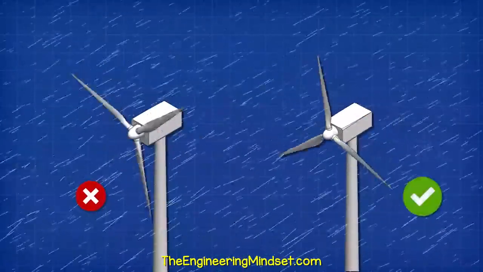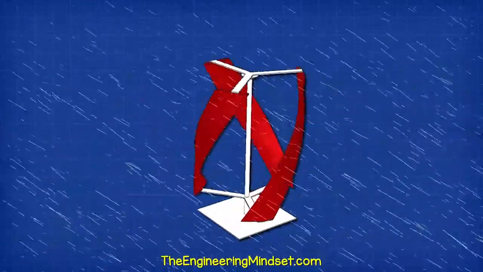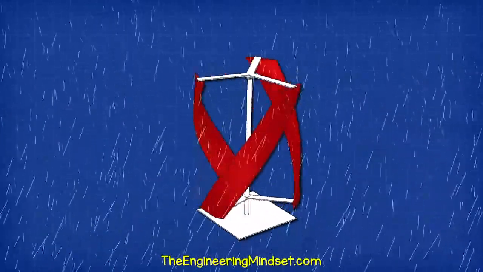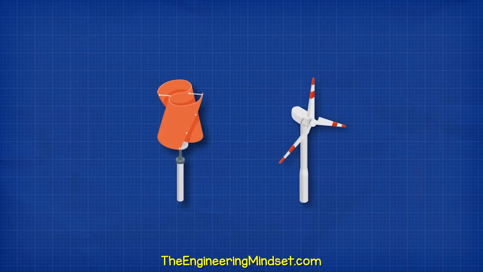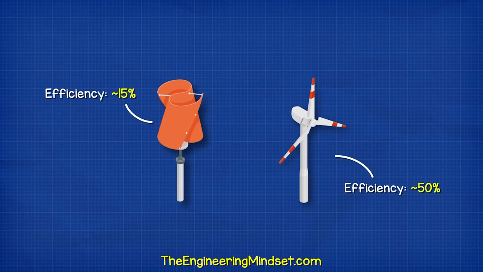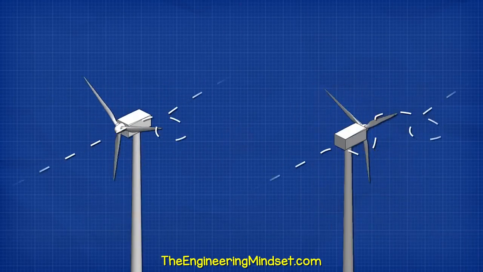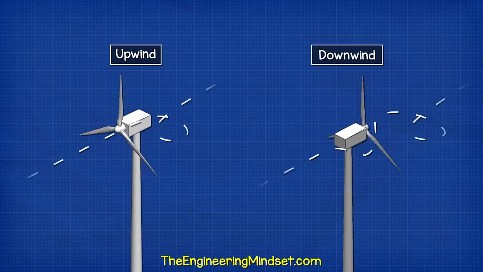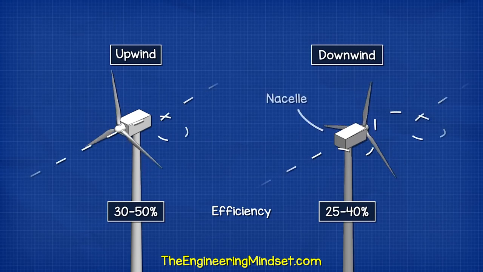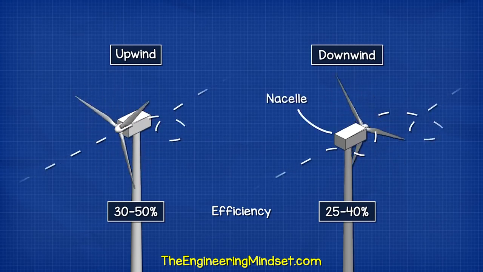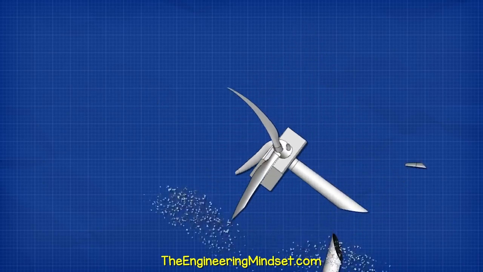The wind turbine needs to face the wind, and the wind changes direction. We could use a vertical wind turbine, and that will work in any wind direction. There are many designs, but they are usually less efficient in comparison, and they don't scale up very well. The wind turbine can be upwind or downwind. Upwind is more efficient because the wind hits the blades before the tower and the nacelle, but the blades need to be stronger so that they don't bend in the wind and hit the tower.